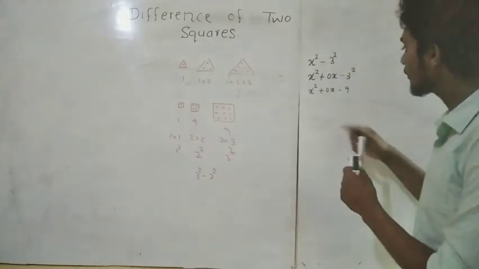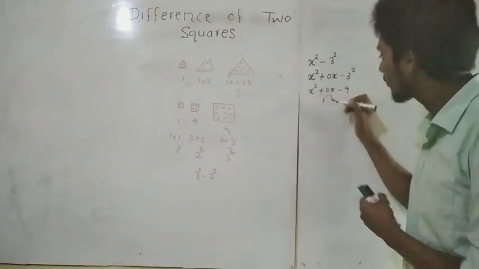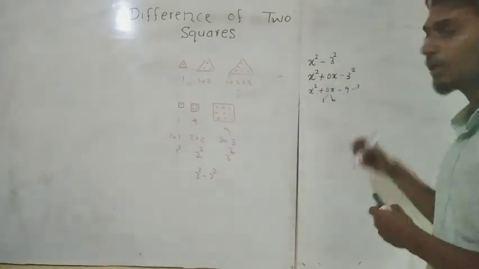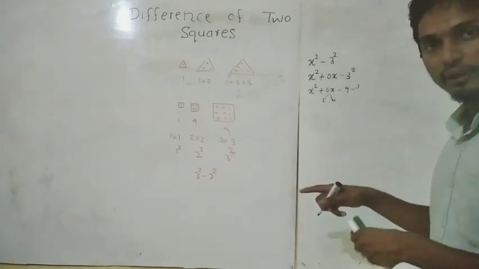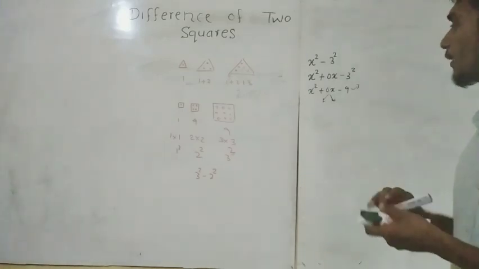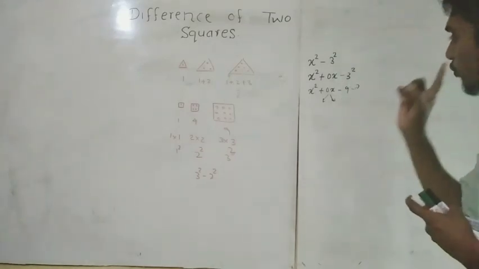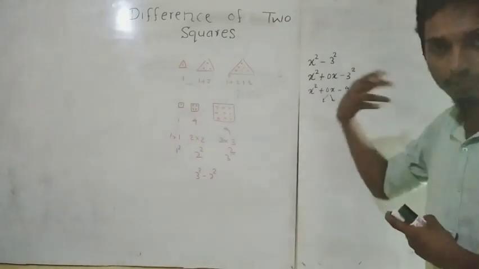What is that? Suppose if you have 0x, you have to break this into 2. The middle term should be broken into such that when you multiply the coefficient of x, it should make up 9, right? So the best numbers that you are going to get is 3 and minus 3. Look at this. 3 minus 3 is 0. 3 into minus 3 is minus 9.